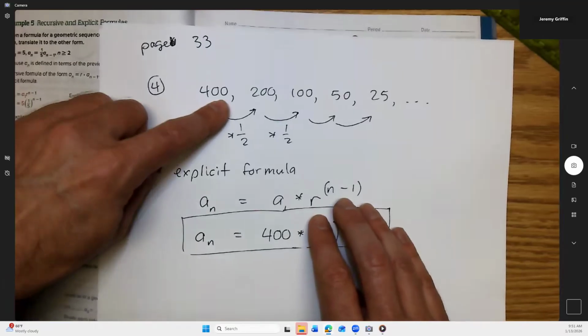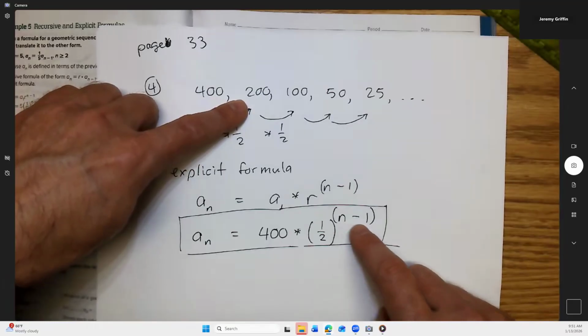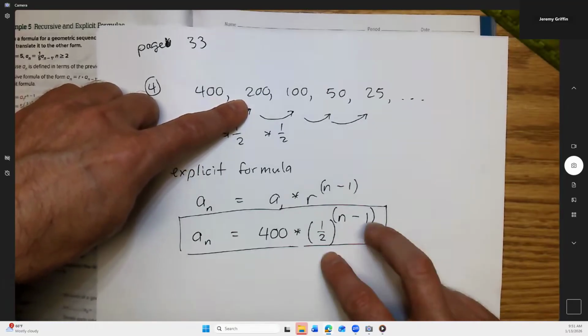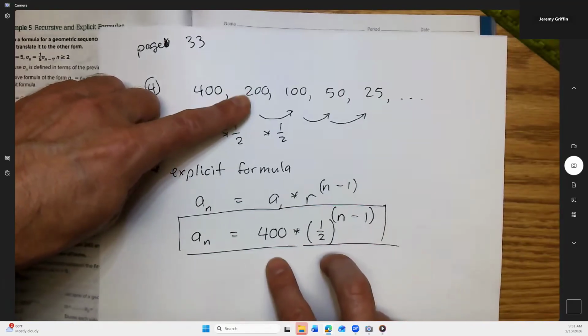Right. Let's go to the second term. I mean, you know the answer should be 200. Let's see if that's true. What's 2 minus 1? 1. What's 1/2 to the 1? 1/2. What's half of 400? 200. It's 200!